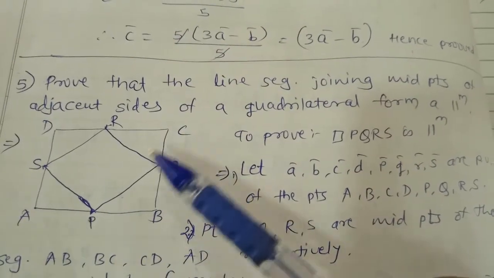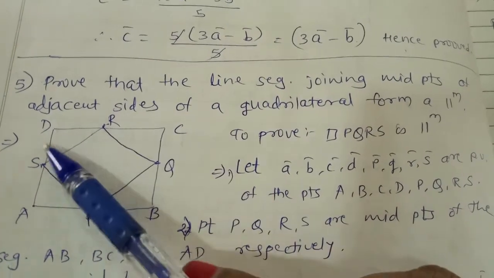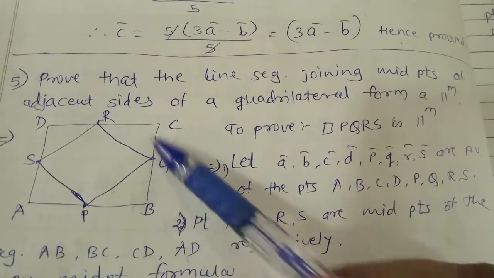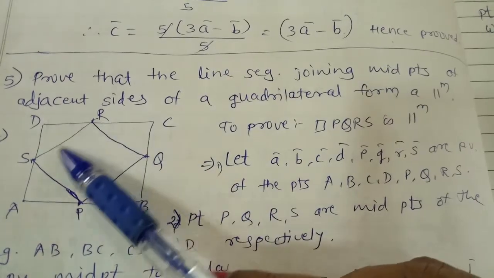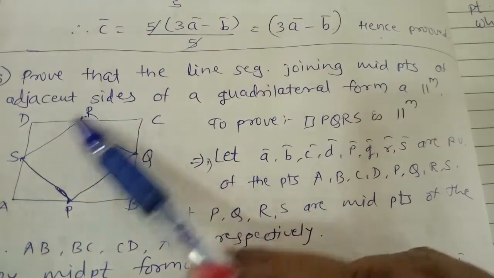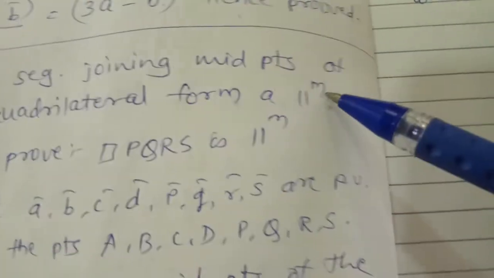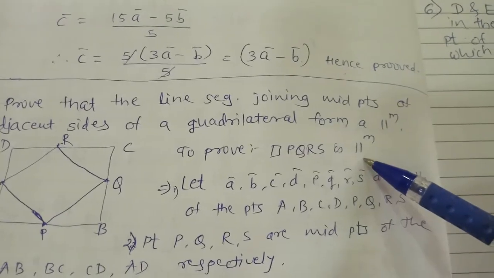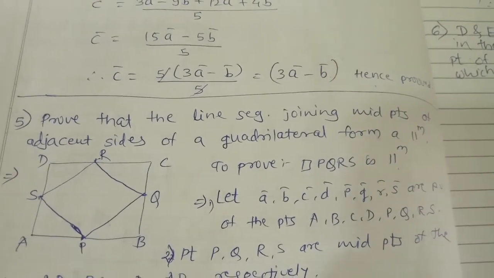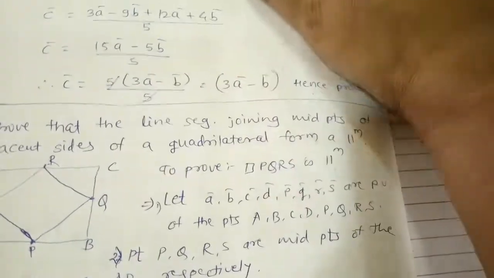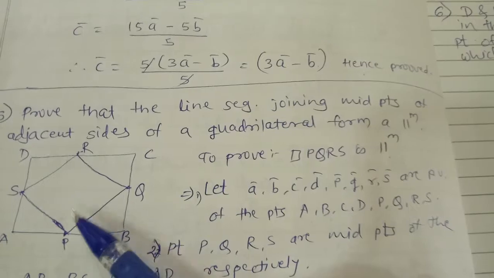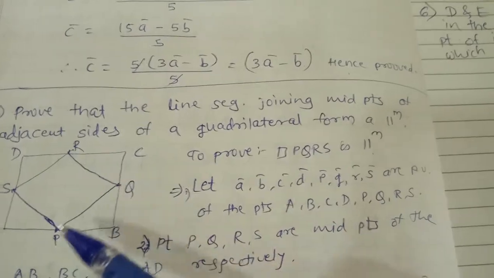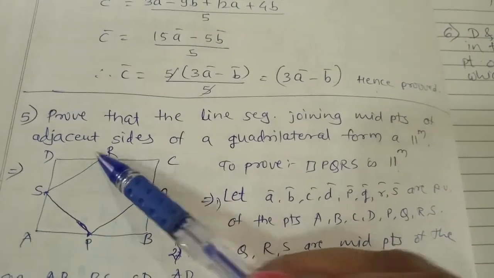So here P is the midpoint of AB, Q is the midpoint of BC, R is the midpoint of DC, and S is the midpoint of AD. And I am just going to join these, and we have to show that this quadrilateral PQRS is a parallelogram. So to prove quadrilateral PQRS is a parallelogram, you know the definition of a parallelogram: if the opposite sides are parallel, then it is a parallelogram. Means we have to show that in this quadrilateral PQRS the opposite sides are parallel, that is, PQ is parallel to SR, and PS is parallel to QR.